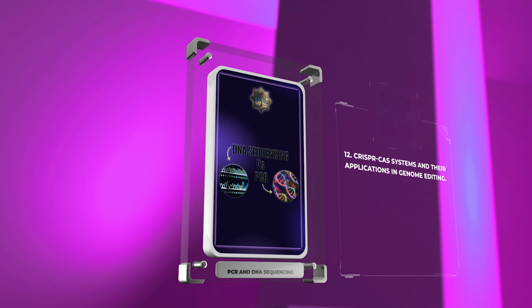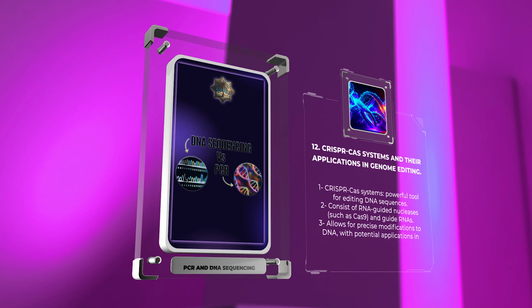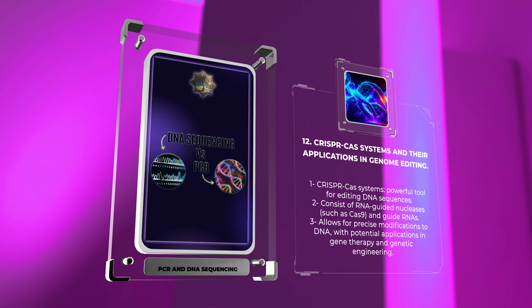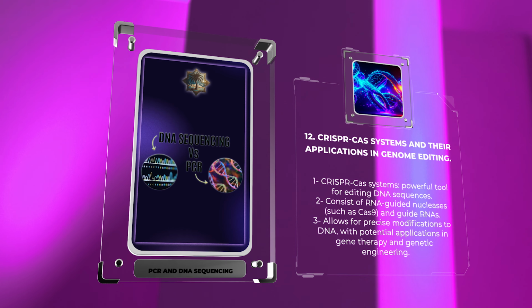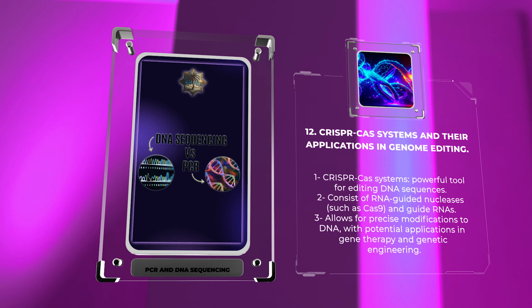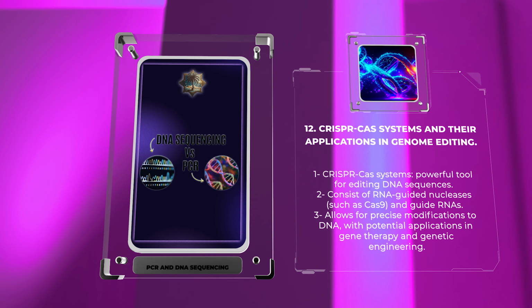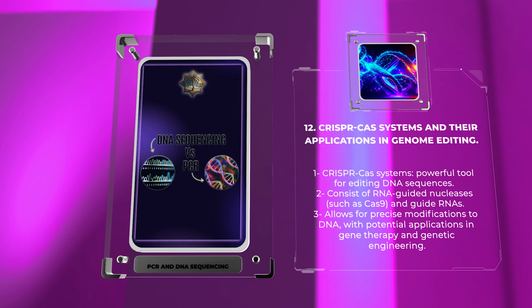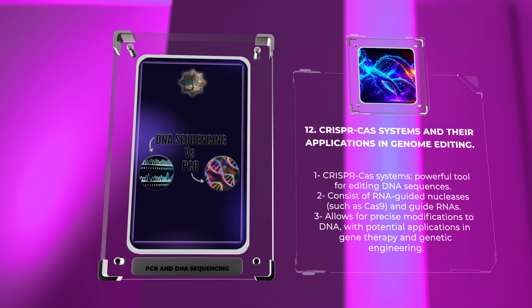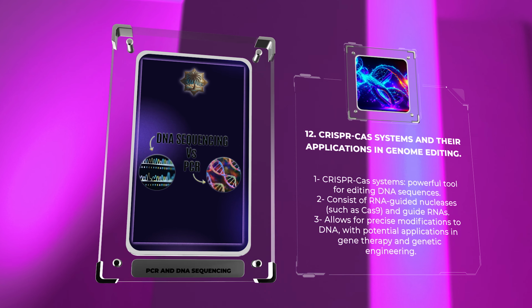In summary, CRISPR-Cas systems are a powerful tool for editing DNA sequences. They consist of RNA-guided nucleases, such as Cas9, and guide RNAs that direct the nuclease to specific targets. This system allows for precise modifications to DNA, with potential applications in gene therapy and genetic engineering.